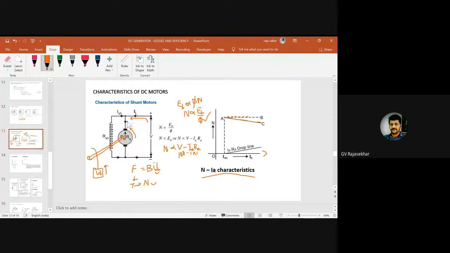That means how are you increasing IA? By keeping the weight on the motor. By keeping the weight on the motor, you are trying to increase the IA value. How is IA increased? By putting the weight on the motor shaft.